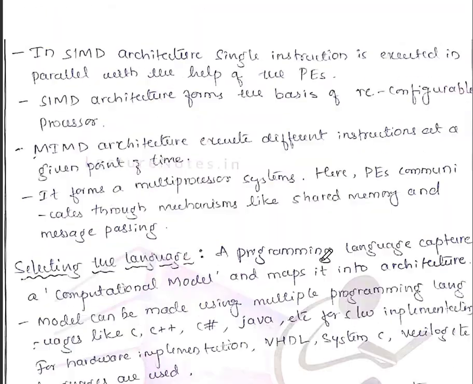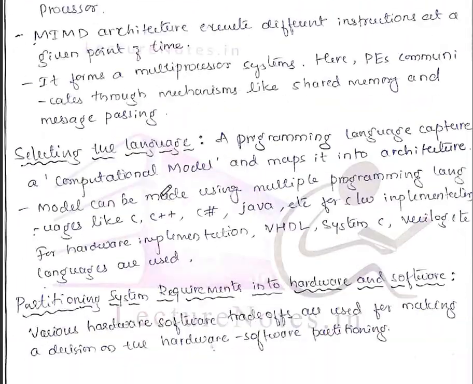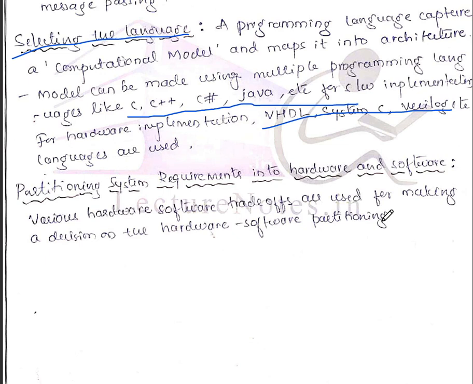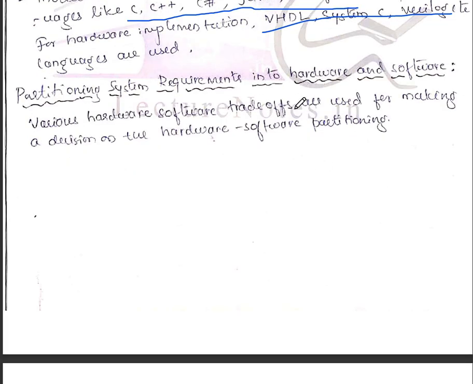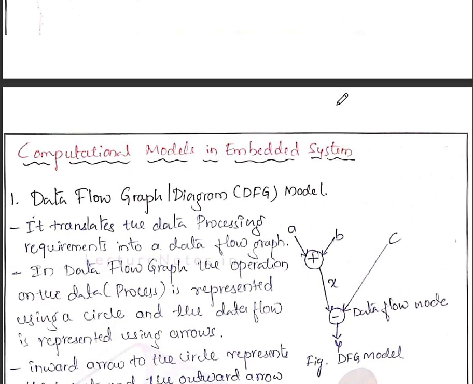Next one would be, after selecting the architecture, the third step would be selecting the language. A programming language captures the computational model and also maps it into the architecture. The multiple programming languages could be C, C++, C Sharp as well as Java for software implementation. For hardware implementation, it would be VHDL, System C as well as Verilog. Next, you have to partition the system requirements into hardware and software. Various hardware-software trade-offs are used for matching the decision of hardware-software partitioning.